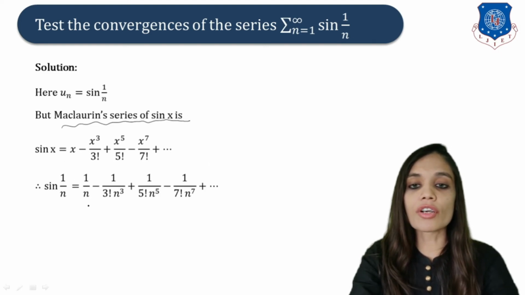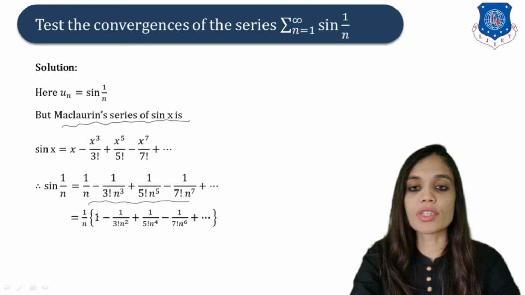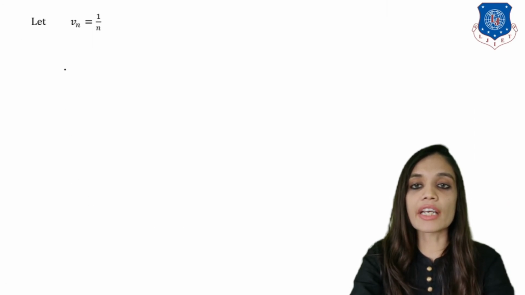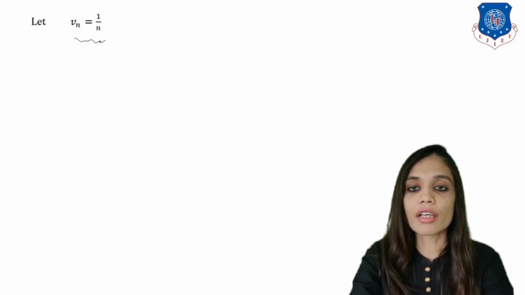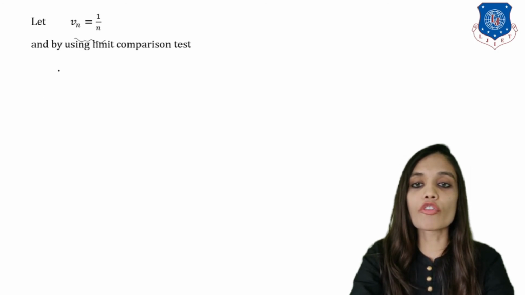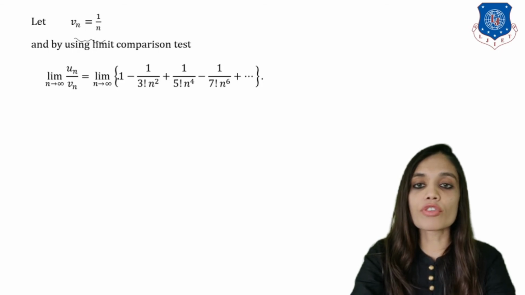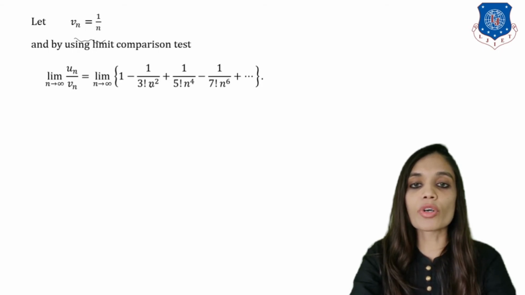Now we will take out 1 upon n common from this. So you will get 1 upon n times 1 minus 1 upon 3 factorial n square plus 1 upon 5 factorial n raised to 4 and so on. Now we can assume our Vn as 1 upon n. Again find the limit of un upon Vn. So only what will remain is the limit n tends to infinity of 1 minus 1 upon 3 factorial n square plus 1 upon 5 factorial n raised to 4 and so on.